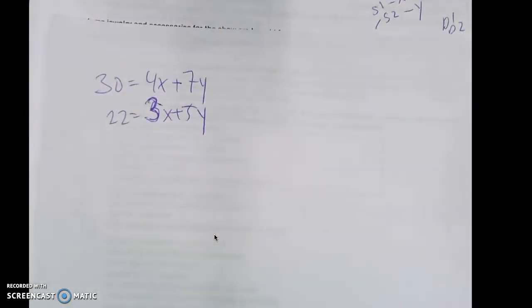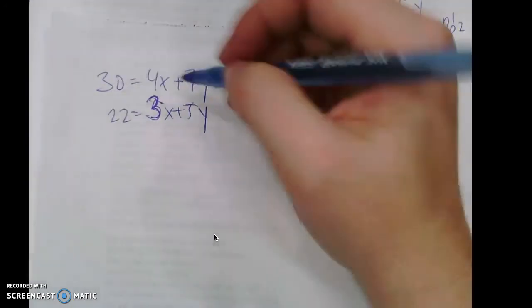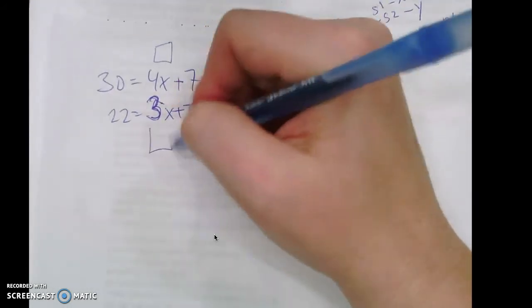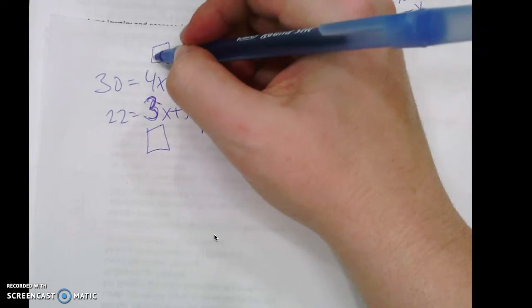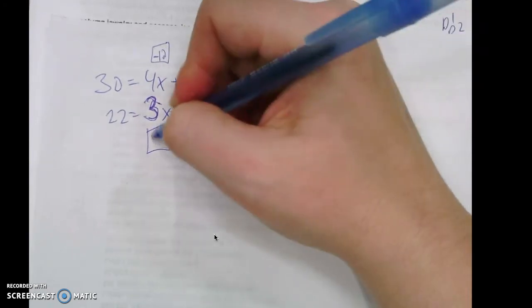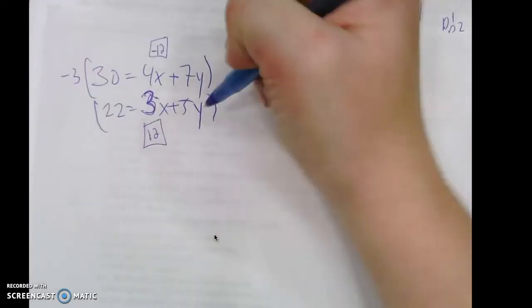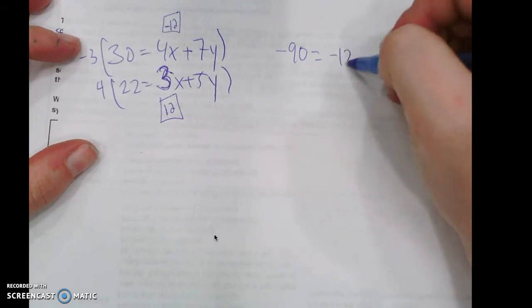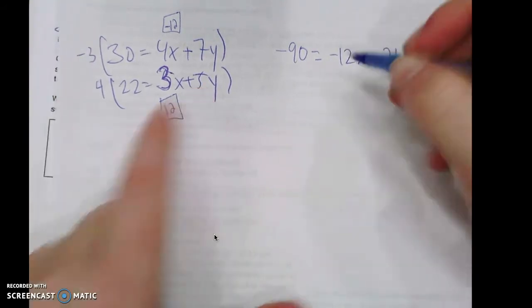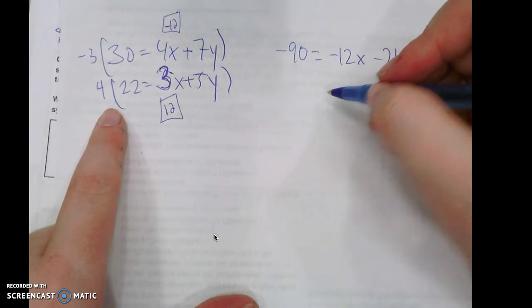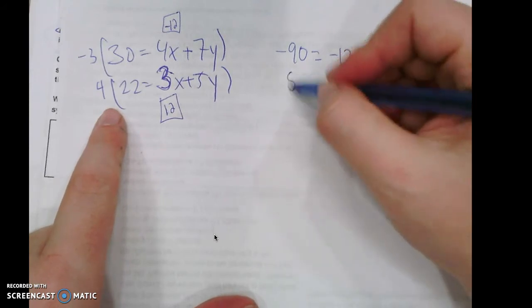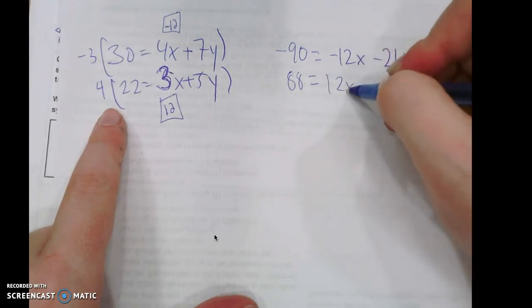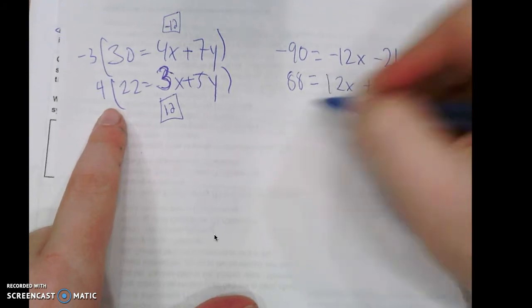Sorry, that's a 3. To solve this, again, I want to eliminate my x's. There's nothing different. I want to make this into a negative 12 and put this into a positive 12. Either way, it doesn't matter. So I'm going to multiply this by negative 3 and multiply this one by positive 4. And I end up with a top equation of negative 90 equals negative 12x, which is what I want, minus 21y. 4 times 22 is 88 equals 12x plus 20y.